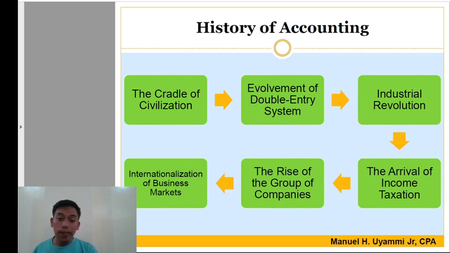Now, nagkaroon din ng rise of the group of companies. Ano ang mga yan? Yan yung mga may mga malalaking businesses na, pero nagkakaroon sila ng partnership or nagme-merge sila into one. So, company A, company B, nagsama sila. Group of companies na sila. Ang laki-laki nila. So, nagkaroon ng idea of merger and consolidation.